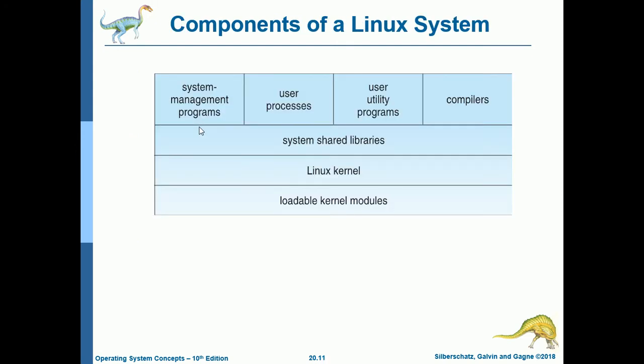So these are the components of a Linux system. We have loadable kernel modules, the Linux kernel, and the system shared libraries. And then there is a division between system management programs, user processes, user utility programs, and compilers.